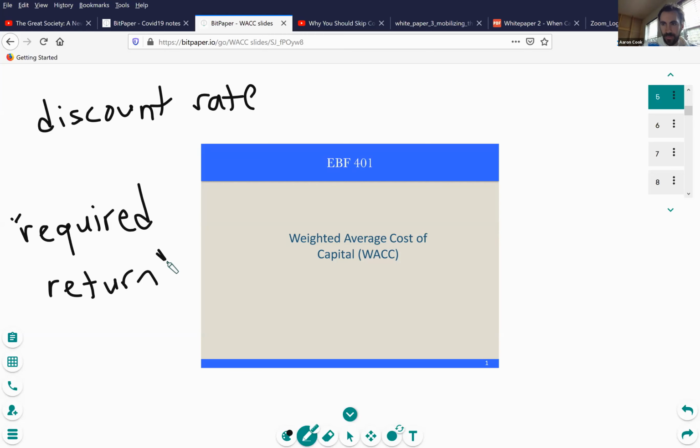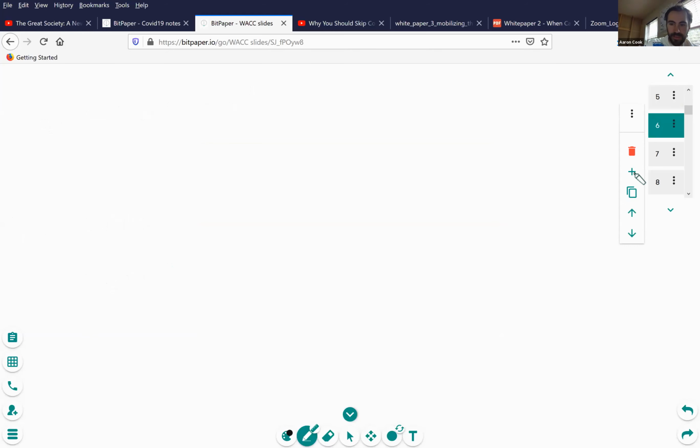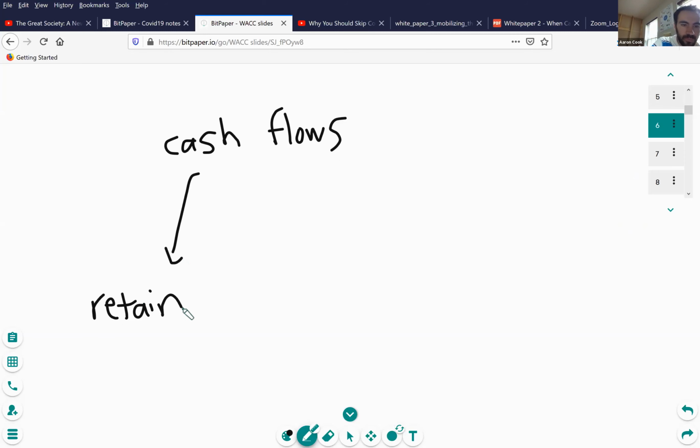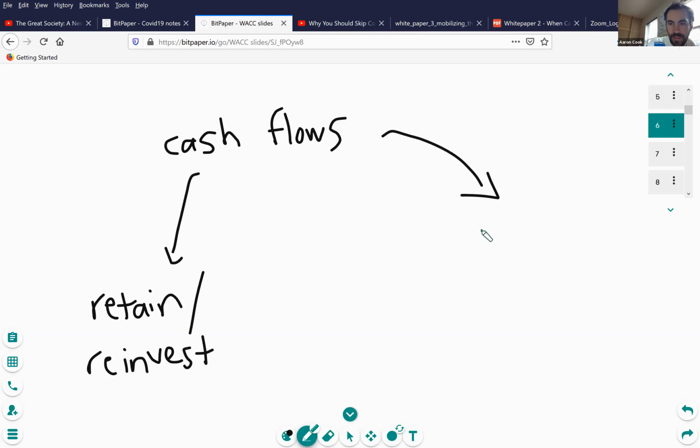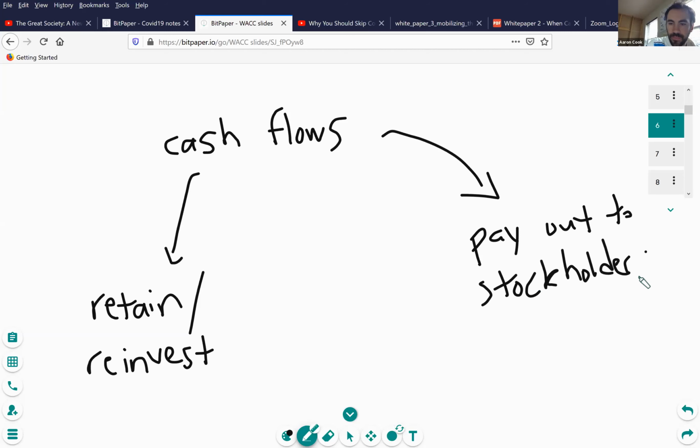So if we think about it, we have some cash flows from a project, and we can either retain those earnings and reinvest in the company, or we can take that extra cash and pay it out to stockholders. That's what we typically thought of as a dividend.